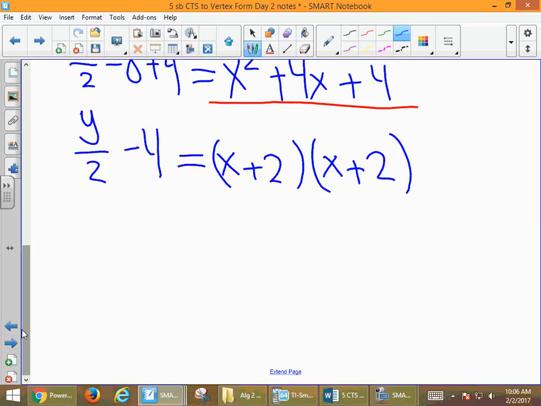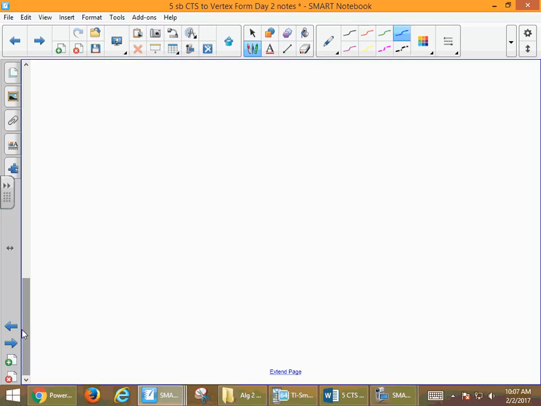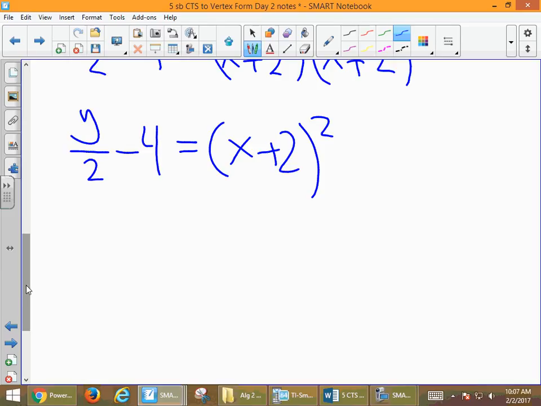So now we have y over 2 minus 4 equals x plus 2 times x plus 2. And x plus 2 times x plus 2 are the same, so we can compress them together. So we have y over 2 minus 4 equals x plus 2 squared.